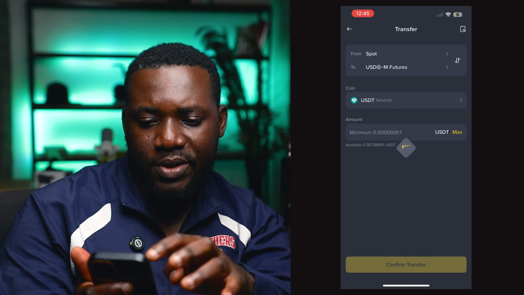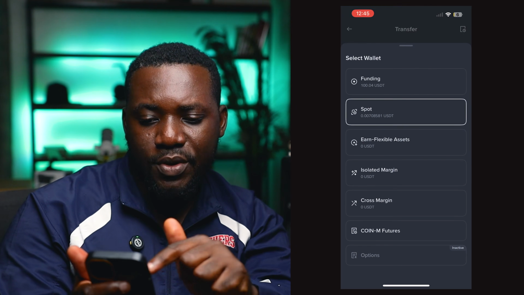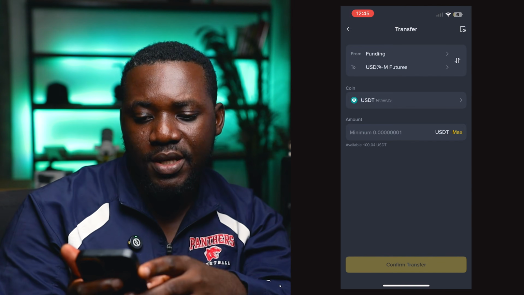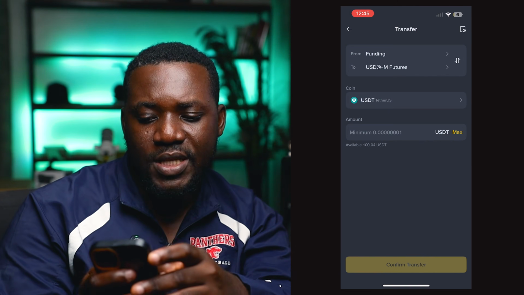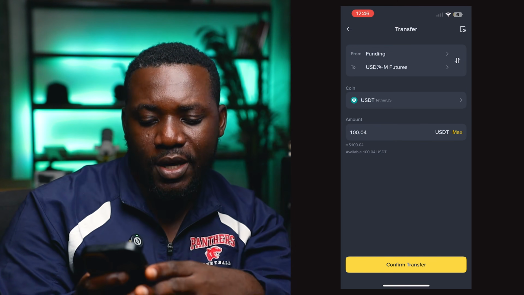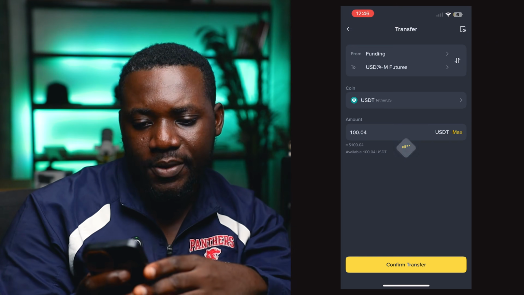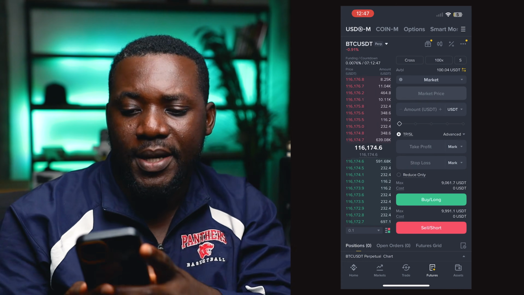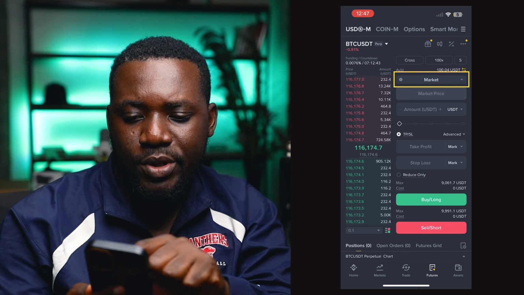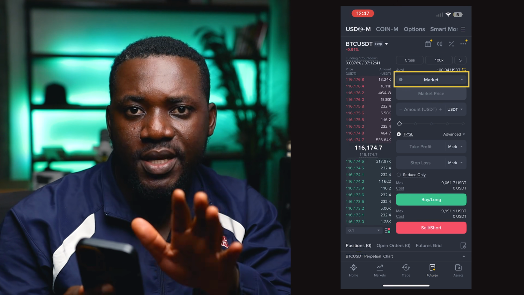So we're going to tap on the first one, which says spot. Then we're going to choose funding because that is where our $100 currently resides. Okay. Now we're going to tap on max to move everything from there into this account. Now I'm going to tap confirm transfer. Now we have funds in our futures wallet, so we can go ahead and start trading. But before we place any trade, I need to explain this important part of the futures platform.